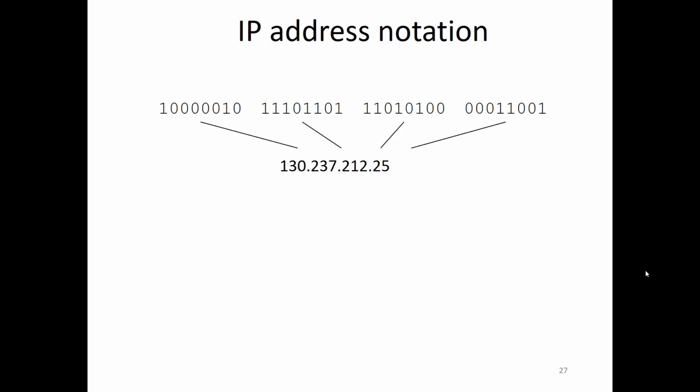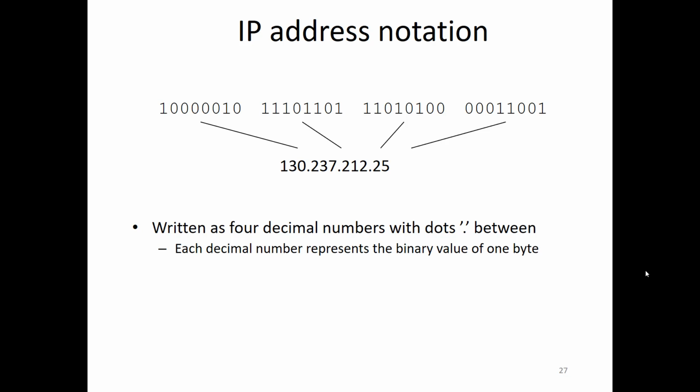IPv4 addresses consist of 32 bits. I've written them here as 4 octets of bits. The convention is that they are written as 4 decimal numbers with dots between. So the first octet is interpreted as a decimal number, which is 130 here. The second octet is interpreted as 237 in decimal, the third octet is 212 decimal, and the fourth octet is 25 in decimal notation.